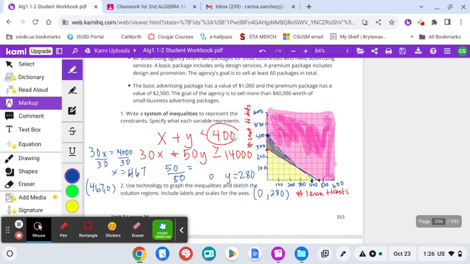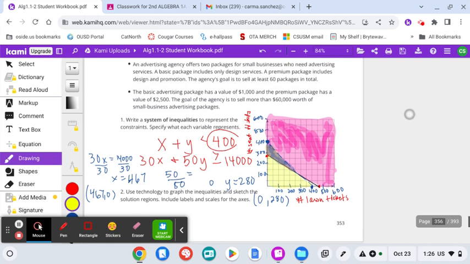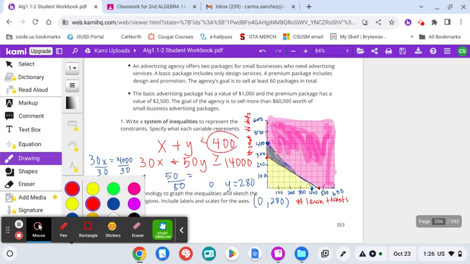Use technology to graph the inequalities, sketch the solution region, include labels and scales for axes. If I were to ask you what is a point or a possible combination that works, you could say, for example, 100, 250, which would be right here in the solution region.